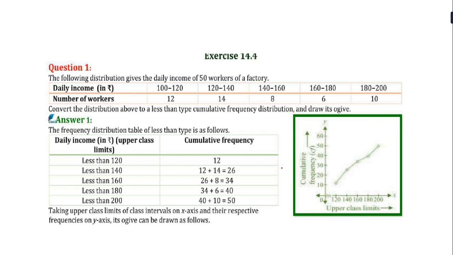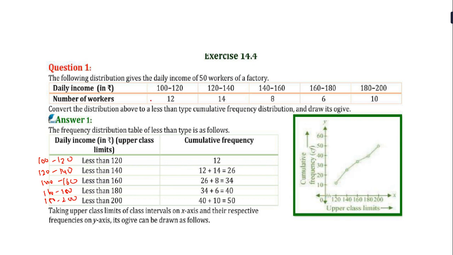Now exercise 14.4, question number 1. The following distribution gives the daily income of 50 workers of a factory. Here the class intervals I am writing are 100 to 120, 120 to 140, 140 to 160, 160 to 180 and 180 to 200.